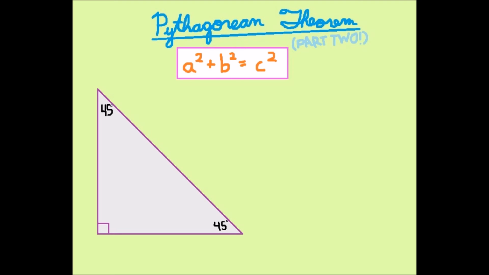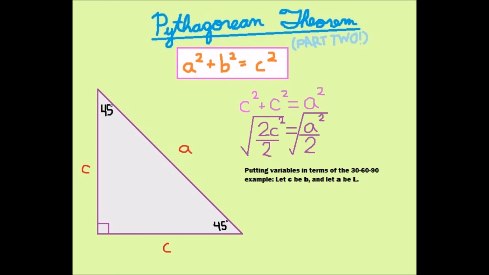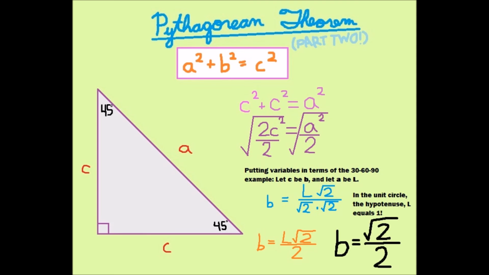Let the sides opposite to the 45-degree angles be C, and let the hypotenuse be A. Using the Pythagorean theorem, C squared plus C squared equals A squared. Simplify this to 2C squared equals A squared. Divide both sides by 2, and you are left with C squared equals A squared over 2. Take the square root of both sides, and you are left with C equals A over square root of 2. By rationalizing the denominator, you are left with A square root of 2 over 2.